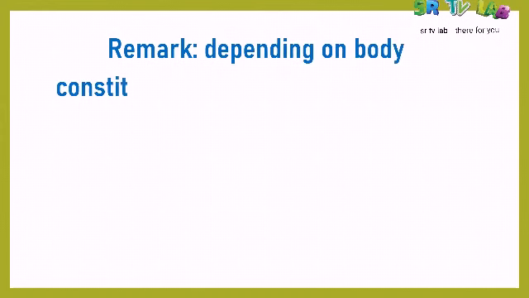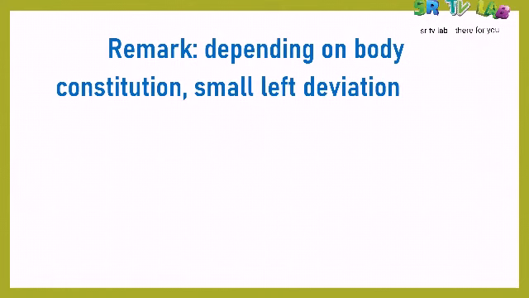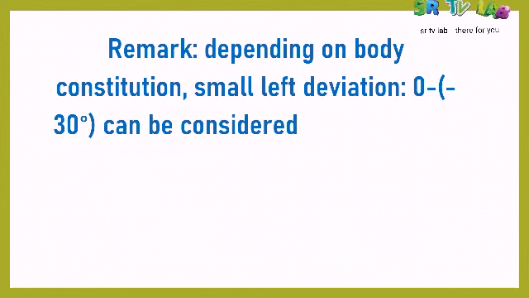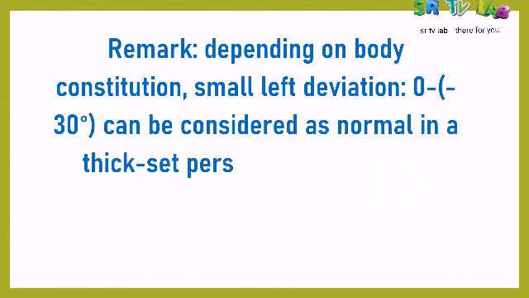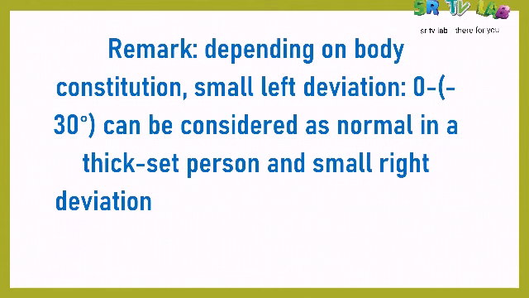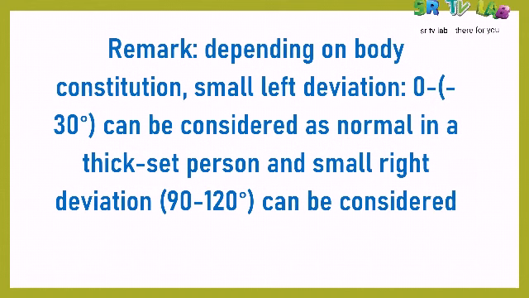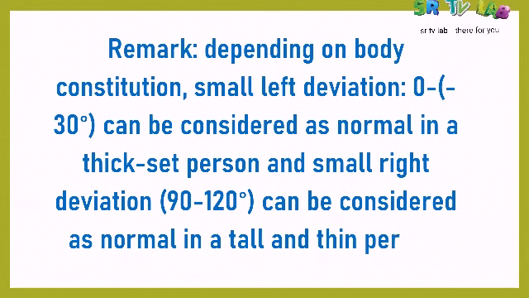Depending on body constitution, a small left deviation can occur. It means 0 to minus 90 degrees can be considered as normal in which kind of people? In a thick person, I mean an obese or big person. And a small right deviation, like 90 to 120, can also be considered normal in a tall and thin person. This can happen.